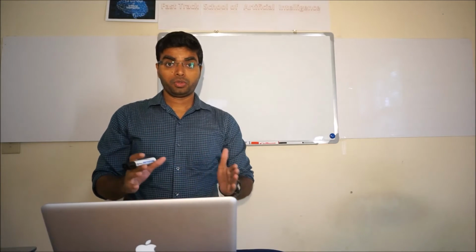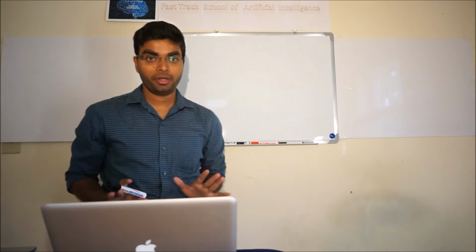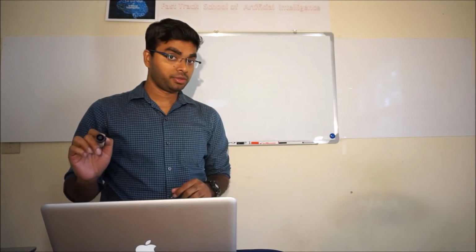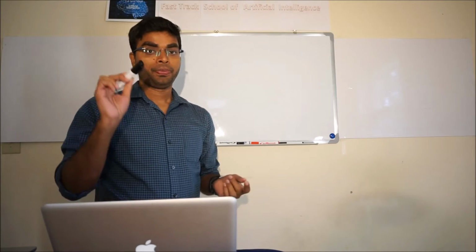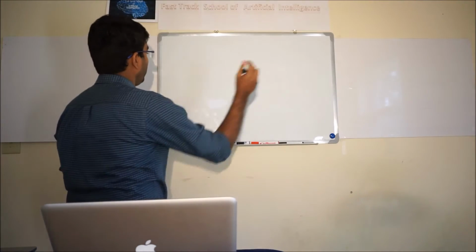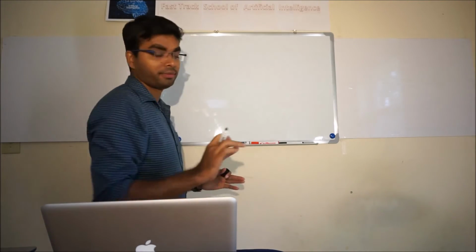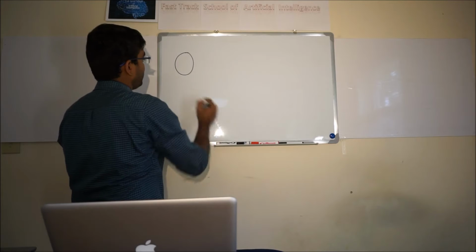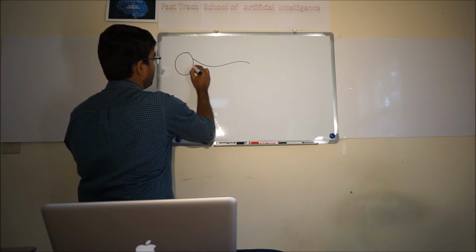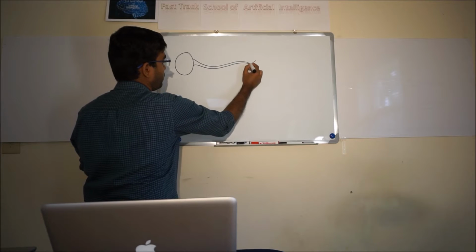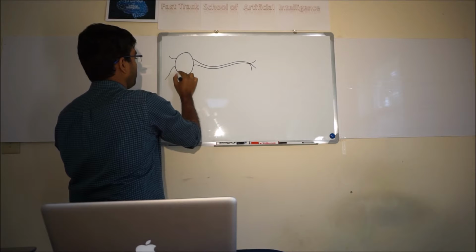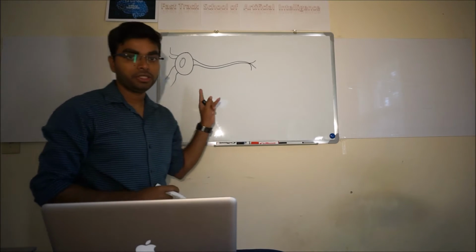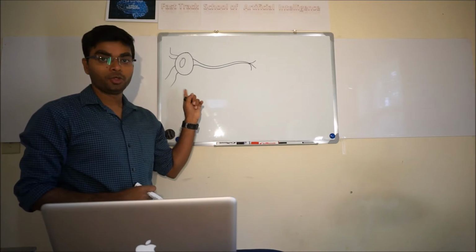You might have heard about biological neurons in your body, in most of the animals' bodies. So first of all, I'm going to draw a biological neuron, and then I'm going to draw the artificial neuron. I'm not a very good artist. So this is how our biological neurons look like.